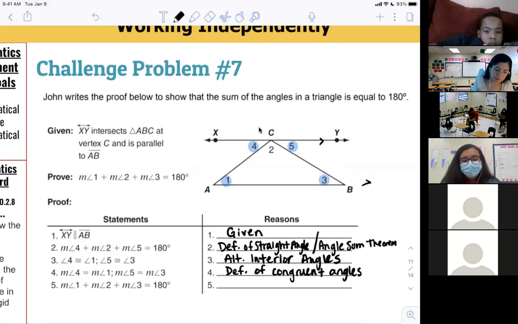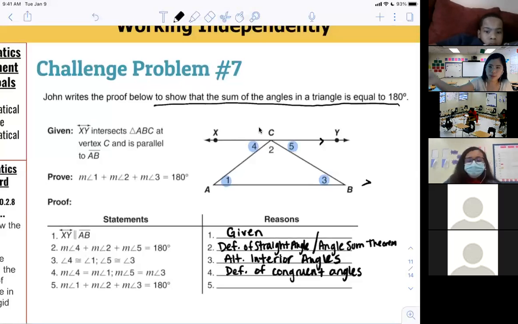So let me explain myself. John writes the proof below to show that the sum of the angles in a triangle is equal to 180. That's the triangle sum theorem. He's trying to prove the triangle sum theorem, so you can't use the proof within the proof.